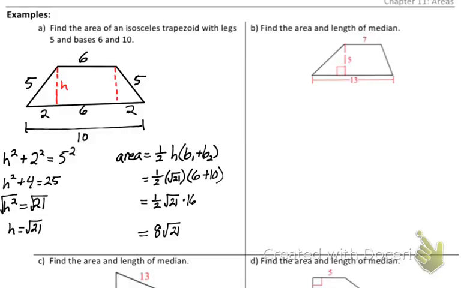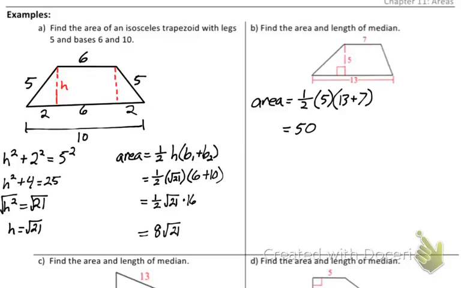All right, find the length of the median. Or find the area and the length of the median. Well, the median is going to be easy, so we're going to save that till the end. But we're going to find the area. Well, area equals half our height. Our height in this one is 5, times base 1 plus base 2. That's going to equal 10 times is 50.